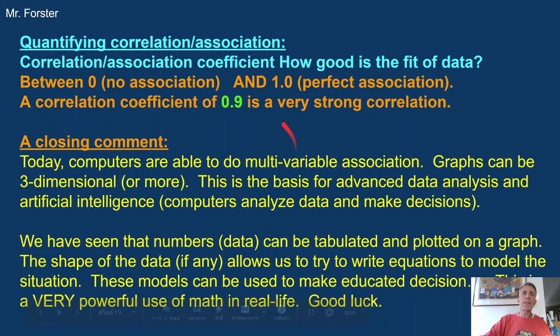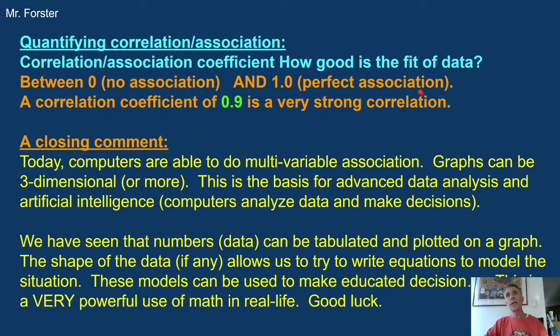And so we're coming to the end here. There is a concept I'd like you to know about, quantifying the degree of correlation or association. So we can put a number on it, and it's called the correlation coefficient or the association coefficient, and how good of a fit the data is. And that number goes between 0, which is no association, just scattered points, and 1.0, perfect association.